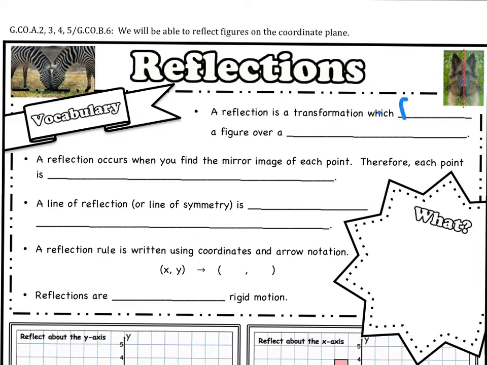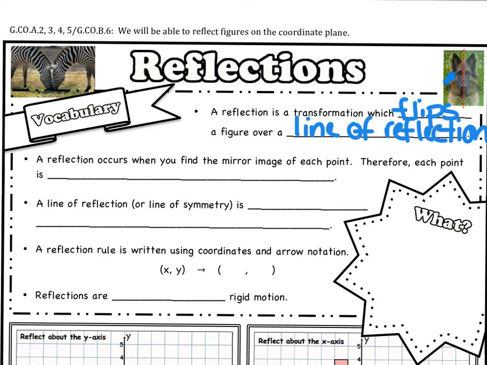flips, and let me erase the little dot that I drew there, a figure over a line of reflection. So it's kind of clear up in the figure above, and you can see it with the dog's face, how the dog's face is cut in half by this dotted line. So that would be our line of reflection.